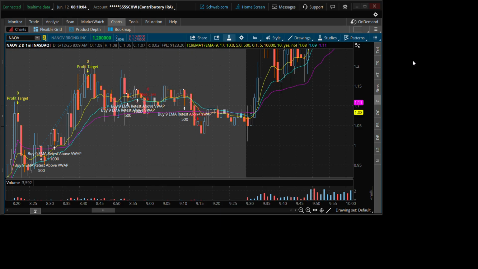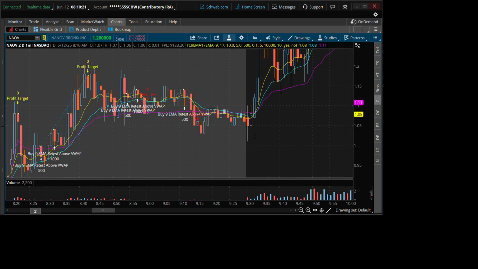I have this set up so you can pick your length. Your EMA length, mine is 9 and 17. You can change this to whatever you want. Your profit target percent, your stop loss percent. This is just your trade size, so whatever size you're trading.